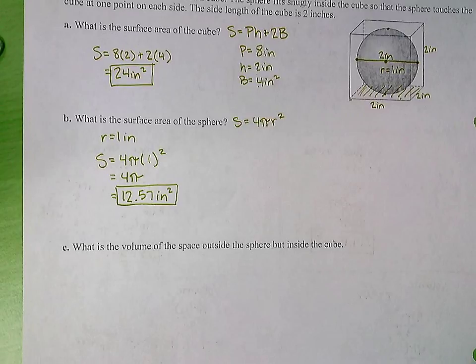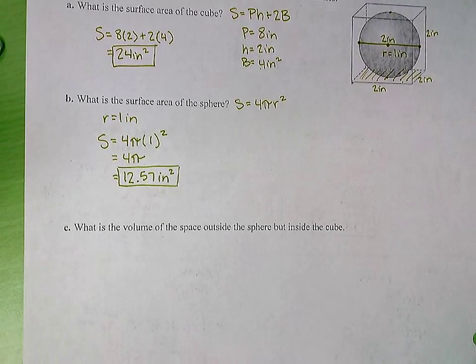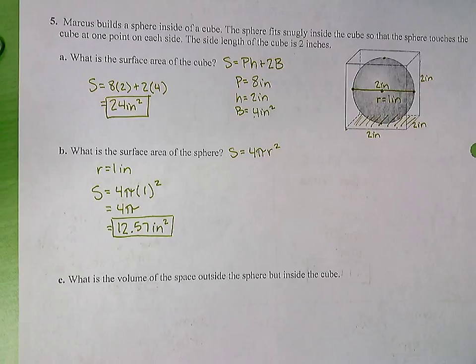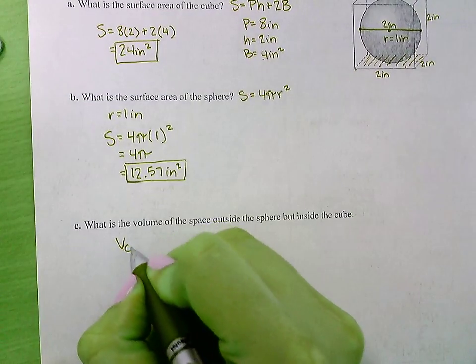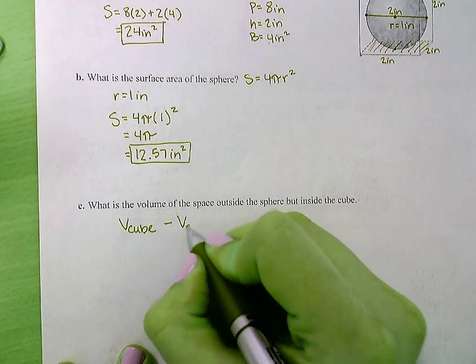For letter C then, we want to find the volume of the space outside the sphere but inside the cube. To find that volume, we need to find the volume of the cube, find the volume of the sphere, and then subtract, because we want the volume around the sphere, but still inside that cube. So taking the volume of the cube, subtract the volume of the sphere.